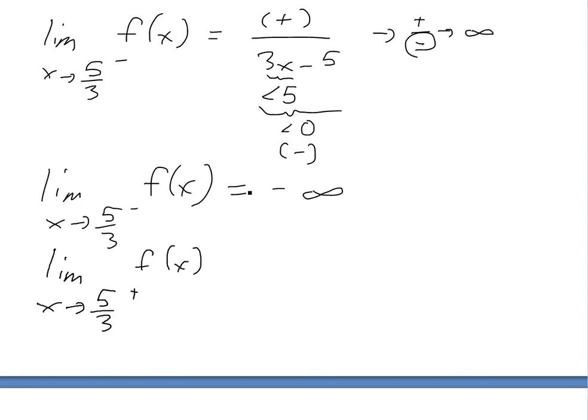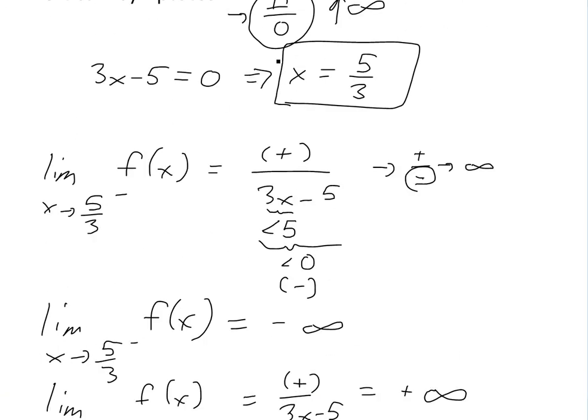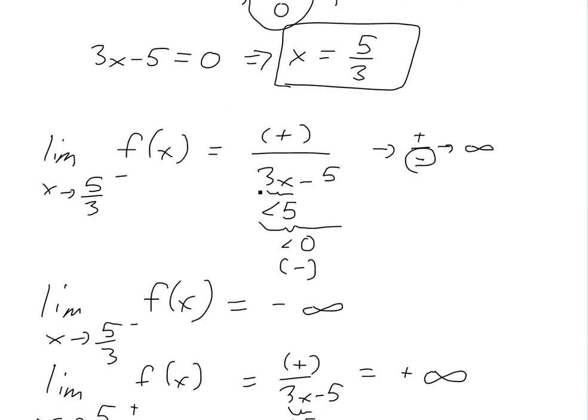This means the exact same thing, where we have a positive number divided by 3x minus 5. Now since we're approaching from greater than 5 over 3, let's say 10, 3 times 10 is 30. As you can see, it's greater than 5. Then a number greater than 5, minus 5, is always going to be greater than 0, and this is positive. So we're going to have a positive number divided by a positive number. Then we're just going to have the limit as positive infinity right here. So this is how f of x behaves near this asymptote of x equals 5 over 3.